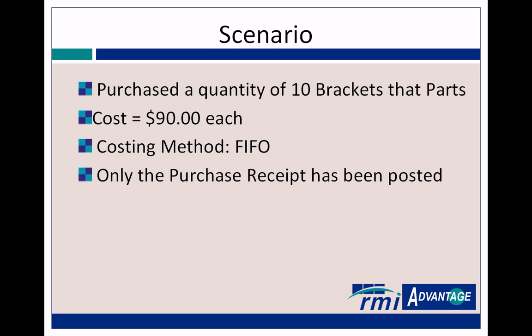Now that we've taken a look at some of our setups, let's take a look at our first scenario. In our scenario, we've purchased a quantity of 10 brackets, and those are our parts. The cost, which we anticipate for each bracket, is $90. Our costing method is FIFO, first in, first out. And in this scenario, only the purchase receipt has been posted. We haven't posted our vendor invoice yet.